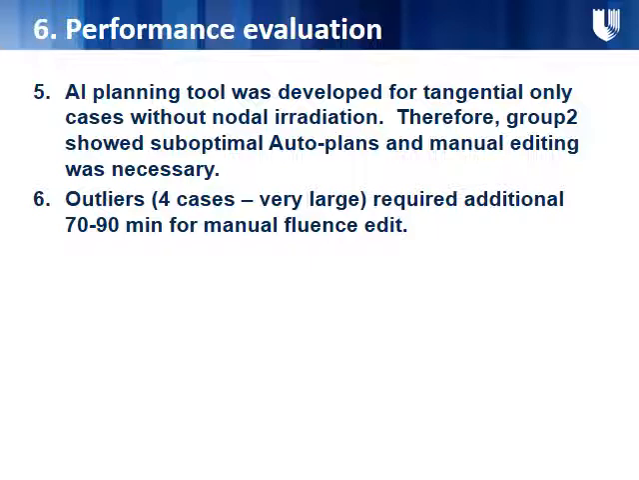However, when we compare full manual planning without any AI involved to a plan with an AI plan plus some manual fluence editing, we could still save about 2 to 3 hours of planning time. And we also found that there are some outlier cases, very large patients, that need more than an hour of manual fluence editing in addition to the AI plan. And these cases would probably take 4 hours if we did completely manual fluence editing.